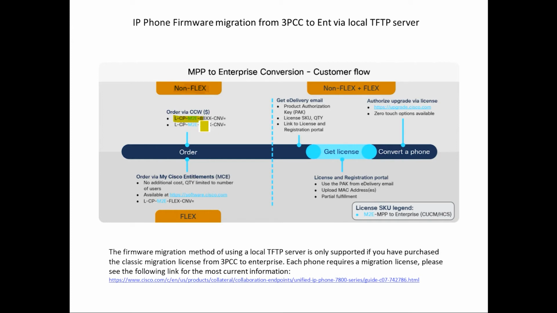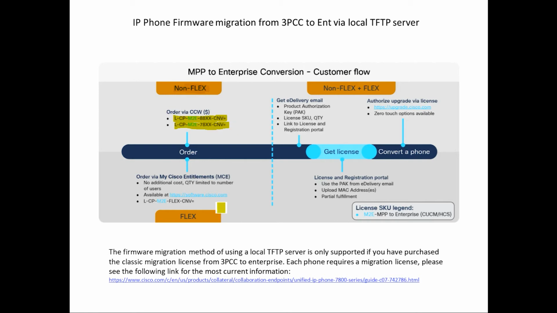If we have an 8800 series phone, then we want to purchase the L-CP-M2E-88XX-CNV equal symbol. If we have the 7800 series phones, then the licensing to be purchased would be L-CP-M2E-7800-CNV equal symbol.